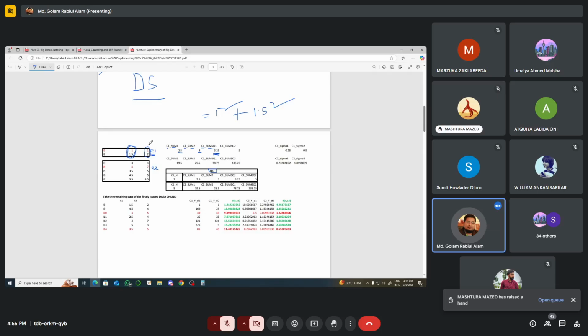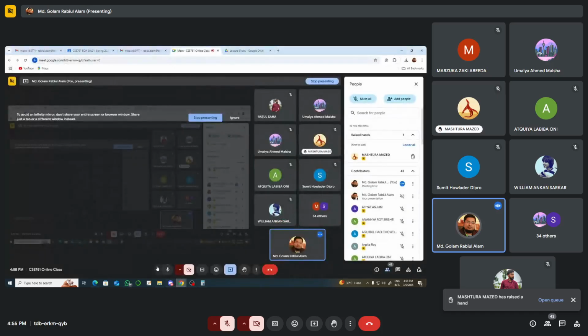Then for dimension 2, the sum of squares of those elements is 1 square plus 2 square, so 1 plus 4 equals 5. Here is the 5. So we have to compute that also.